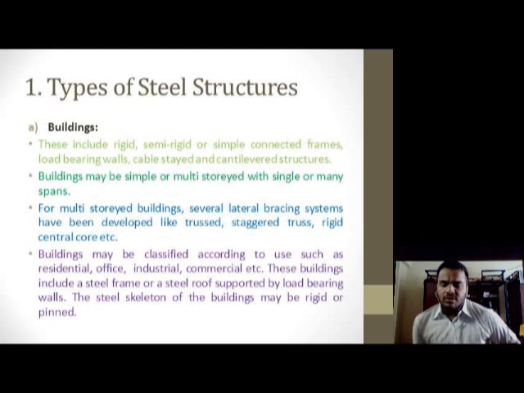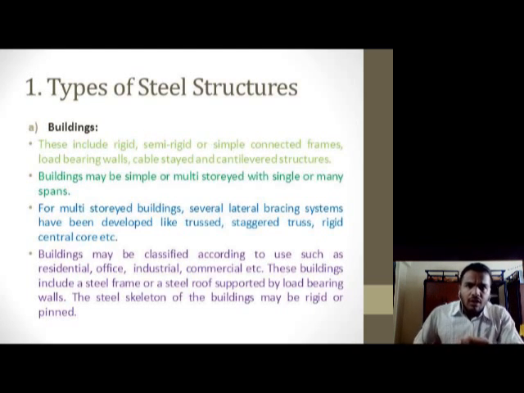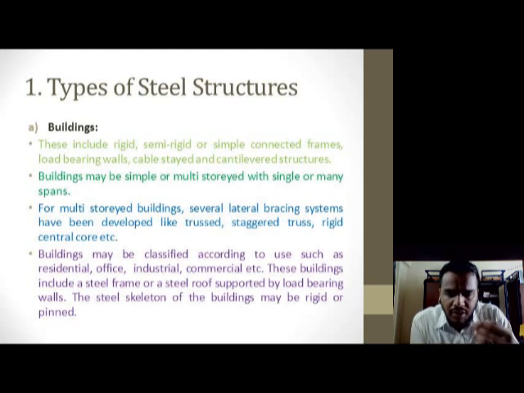As we know, various different types of steel structures are available. So here I have listed them in order, and the first one is the buildings. Buildings include rigid, semi-rigid, or simple connected frames, load-bearing walls, and cable-stayed cantilevered structures. Also for multi-story buildings, several lateral bracing systems have been developed, like truss, staggered truss, and rigid central core, etc.